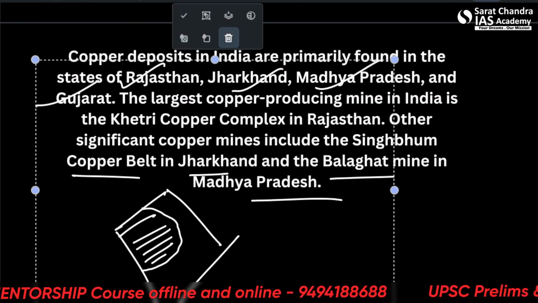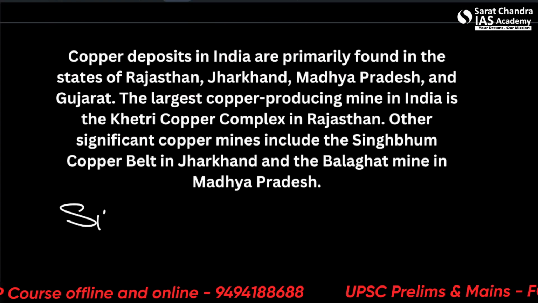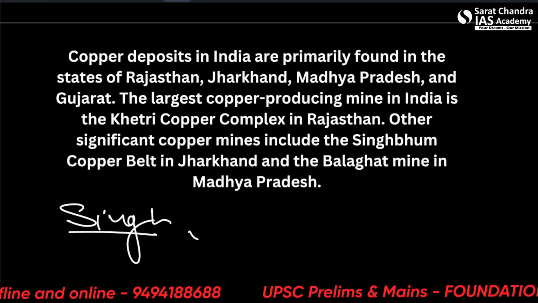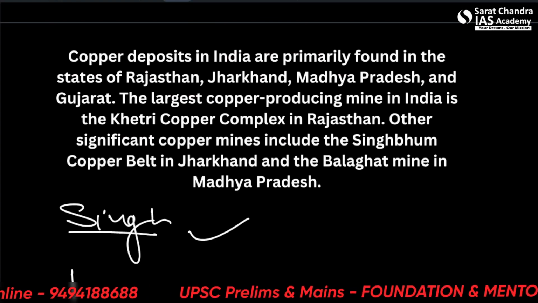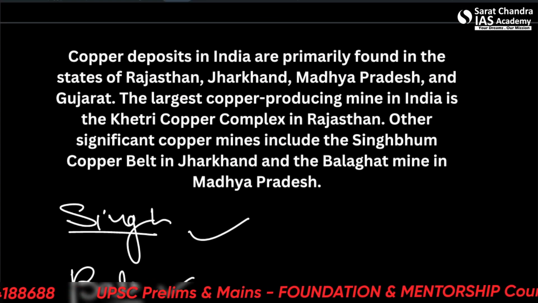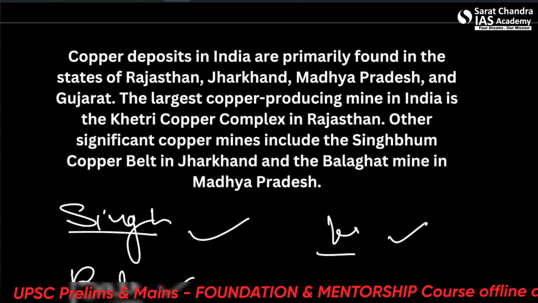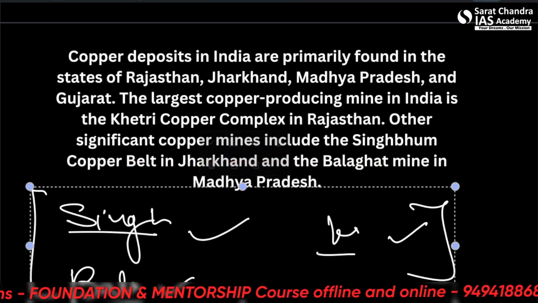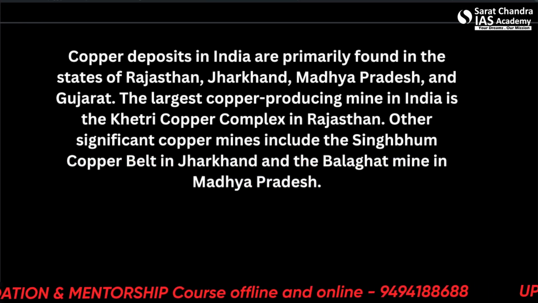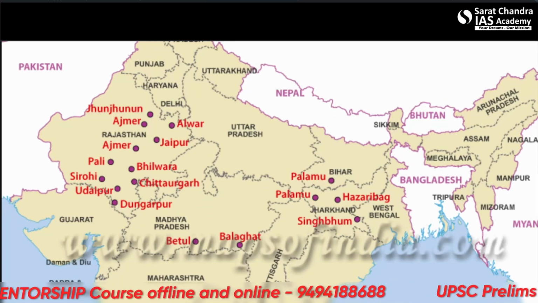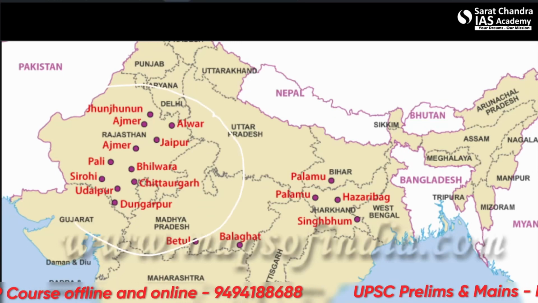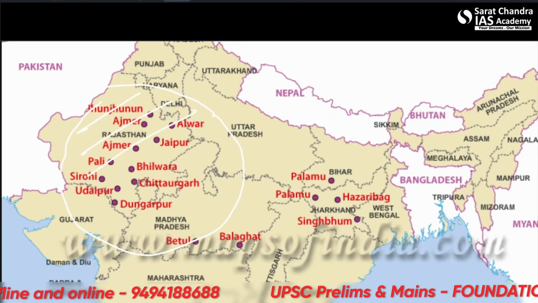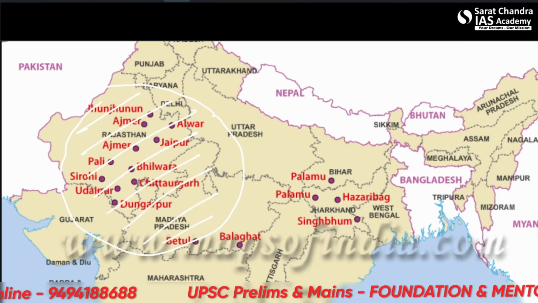Singhbhum in Jharkhand, Balaghat in Madhya Pradesh, and Khetri in Rajasthan. So this can come as a question directly, that these mines are famous for copper. So please remember. Okay. Let's see the mapping in here. So most of it is located in central western India.